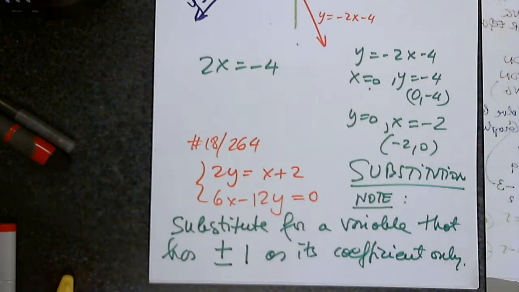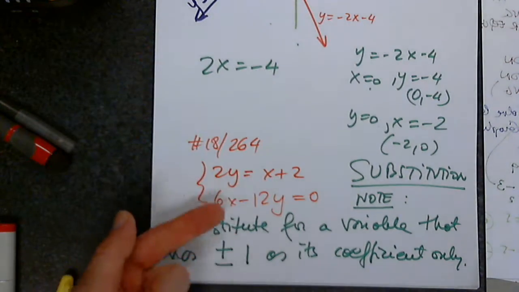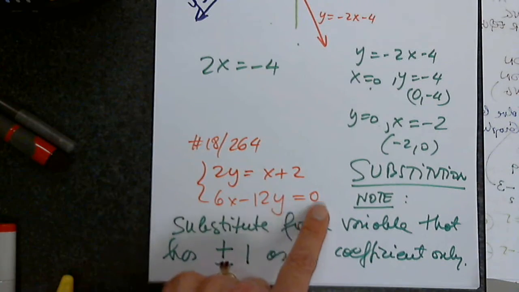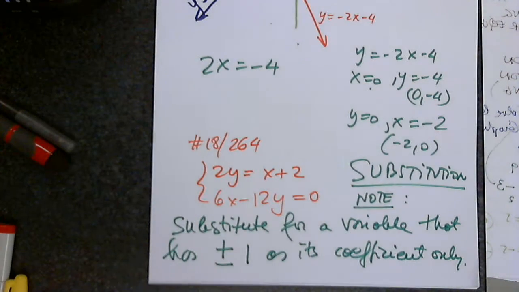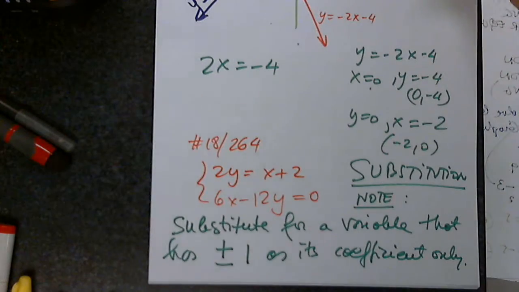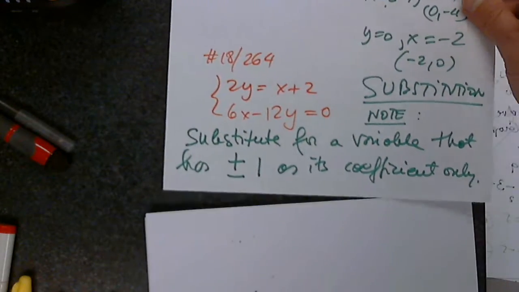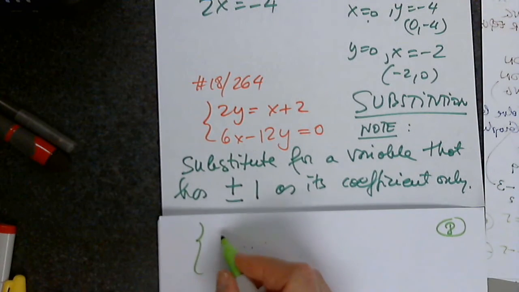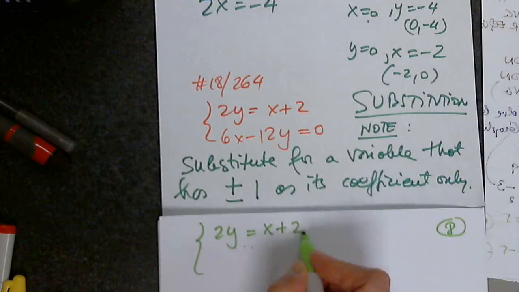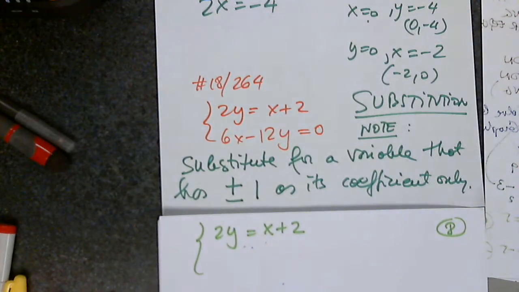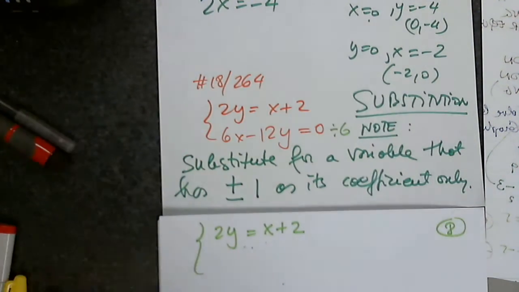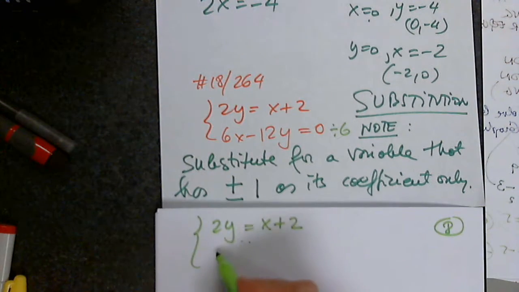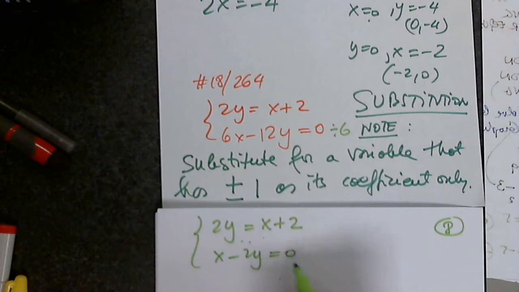Otherwise, I wouldn't. So, yes, I said simplify, simplify, simplify. And yes, I notice here that I can simplify this equation by what? Dividing both sides by 6. Very good. So I will rewrite the system as 2y equals x plus 2. And how do I rewrite the second equation after I divide both sides by 6? Yes, x minus 2y equals 0.